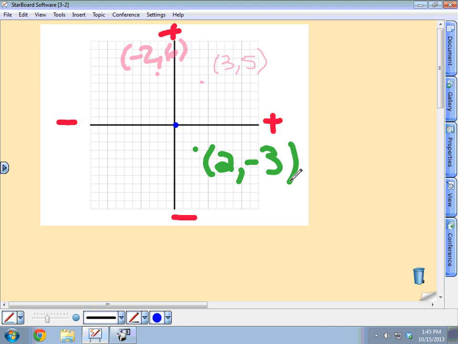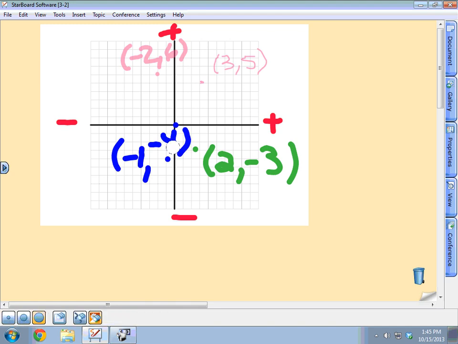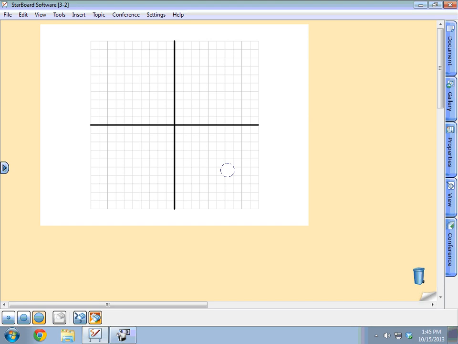-1, -4. Yes. Good. That's plotting the points.